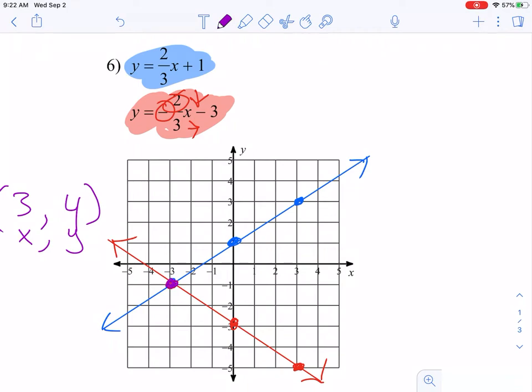And where my red and blue cross, that is my solution to this system of equations. So I'm going to describe it as my x value, which is negative 3, comma, my y value, which is negative 1.